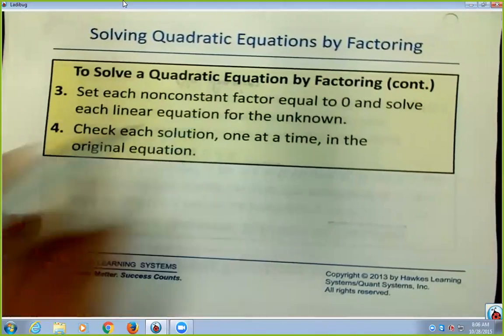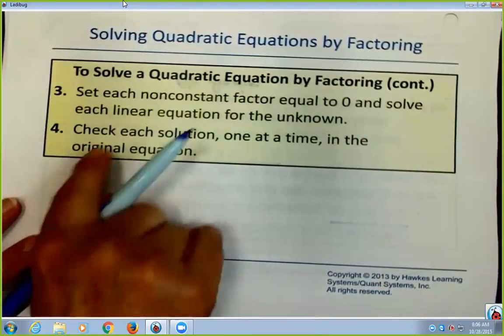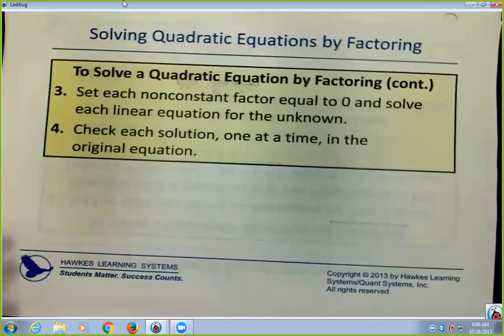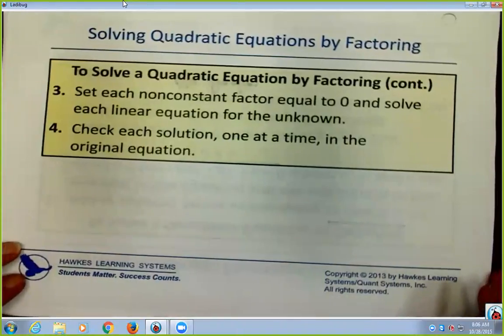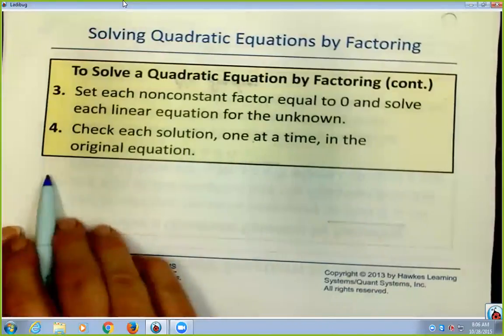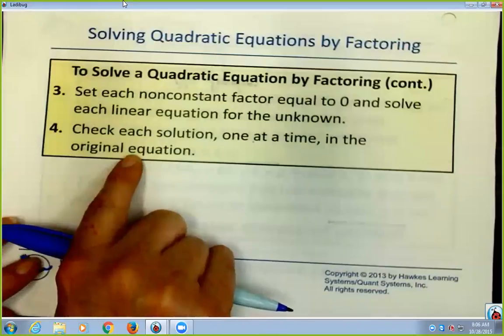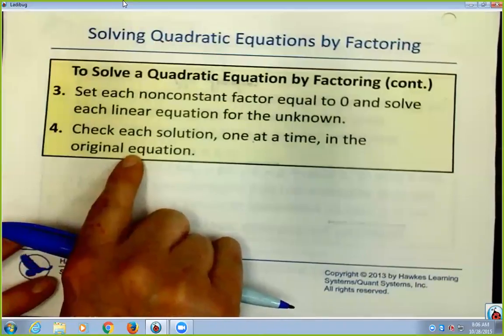So then step 3 is set each non-constant factor equal to 0 and solve each linear equation for the unknown. So we're going to solve it and find out what x equals, and then we're going to check each solution one at a time in the original equation. We found back in chapter 9 when we checked some of those, they didn't work. Remember that?